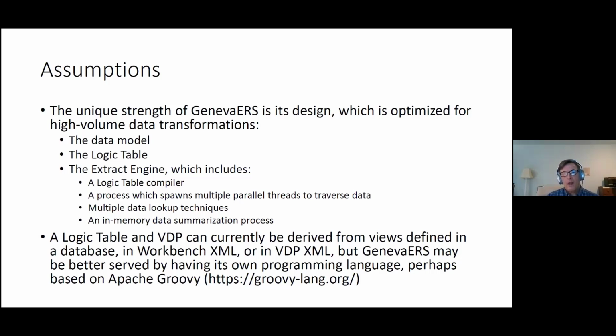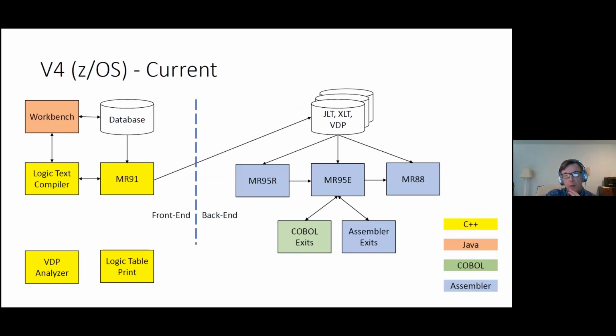So currently, we can produce these logic tables and view definition parameters files from information that's in the database that's accessed by the workbench, or by XML produced by the workbench, or by VDP formatted XML. But we might want to have our own programming language, which opens up a whole new realm of possibilities. So some people on the team and I have been looking at that. So basically, what we have here on the screen is the model that we have right now for version 4, which is currently z/OS only.